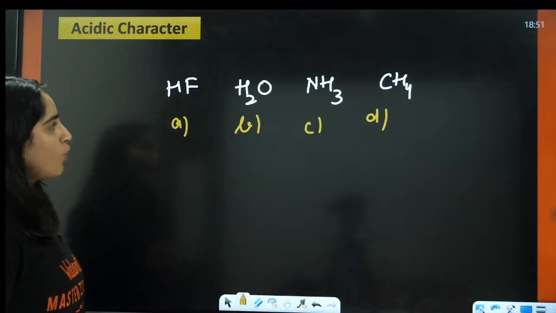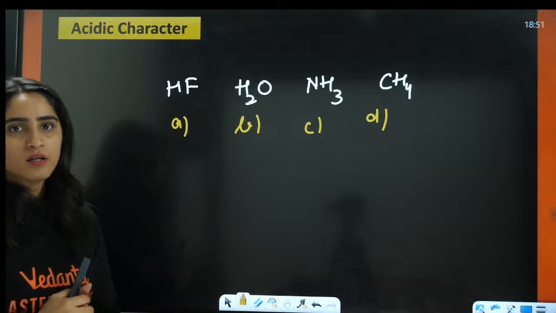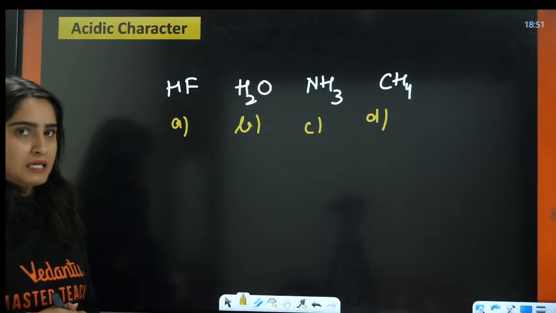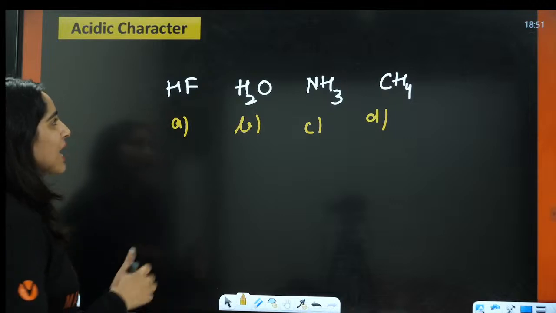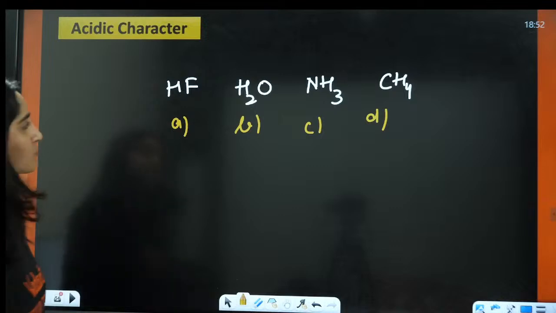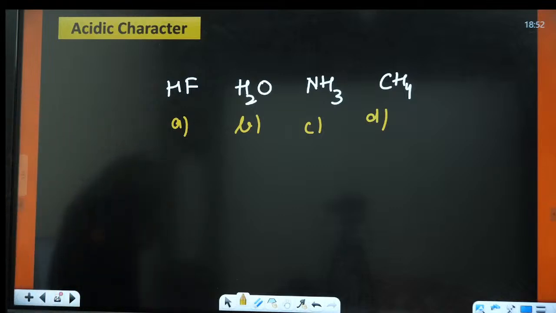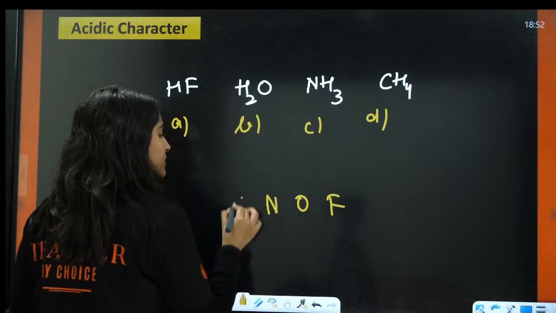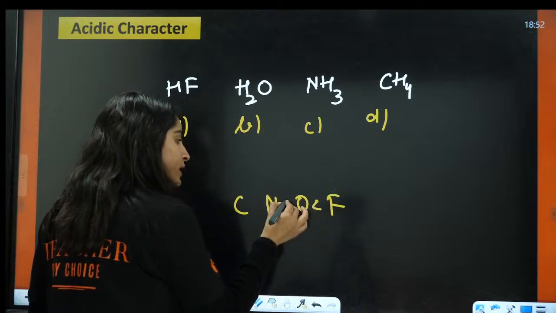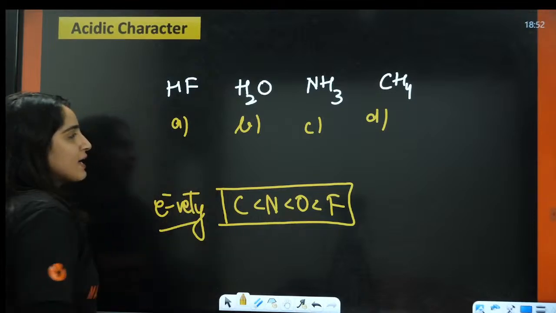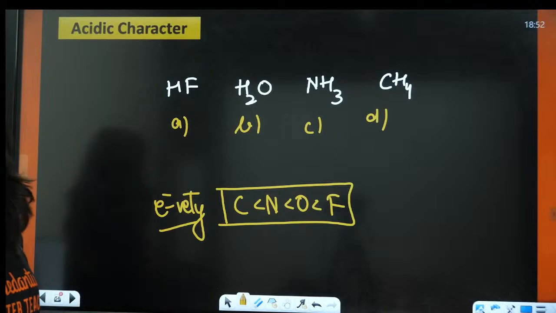Now, as we know, this will lose an H positive ion only if it is more stable after losing it. As you know, the order here is F, O, N, then carbon. So fluorine is very electronegative, then this, then this. This is the electronegativity order.